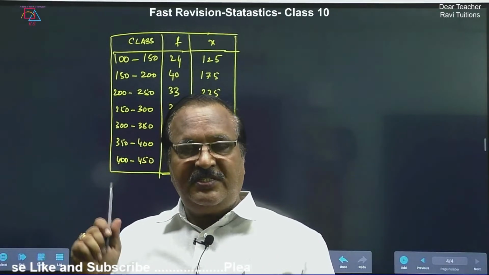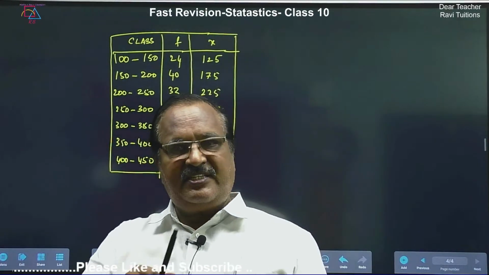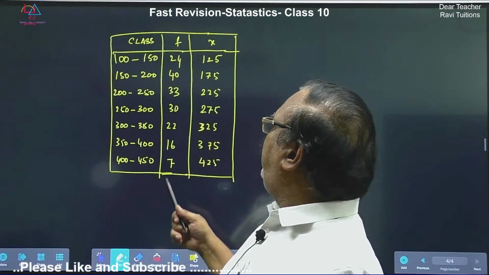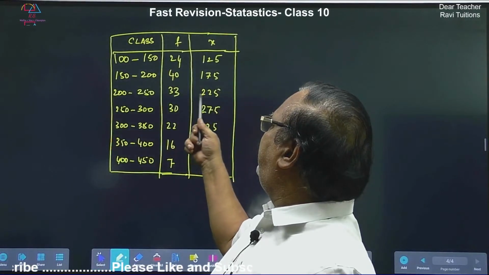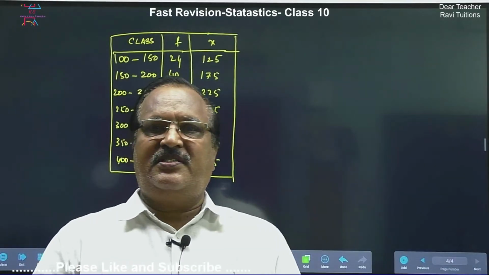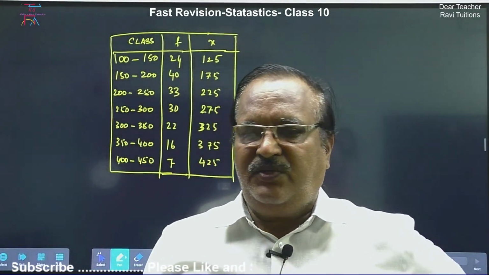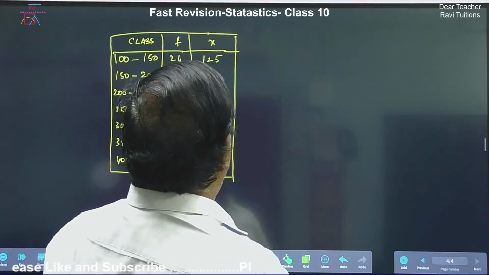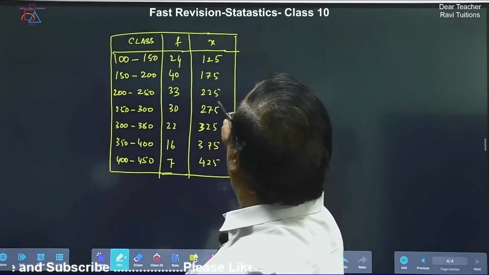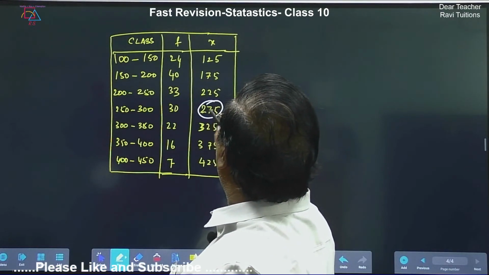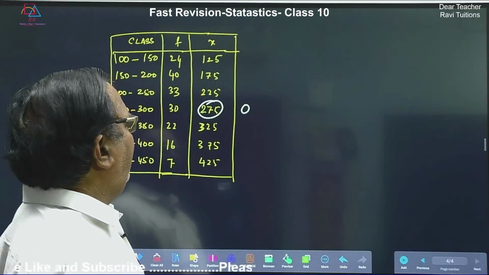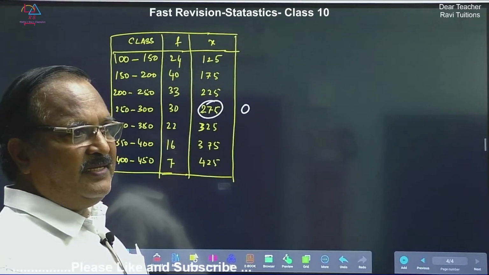For such questions, this shortcut method, that means the deviation method, will be very useful. Very big multiplications are there, 40 into 175, 33 into 225. These are very big. For such questions, this deviation method is useful. Now here we have to put 0 somewhere, the assumed mean. Exactly somewhere in the middle you take, this is 0. You make it 0.